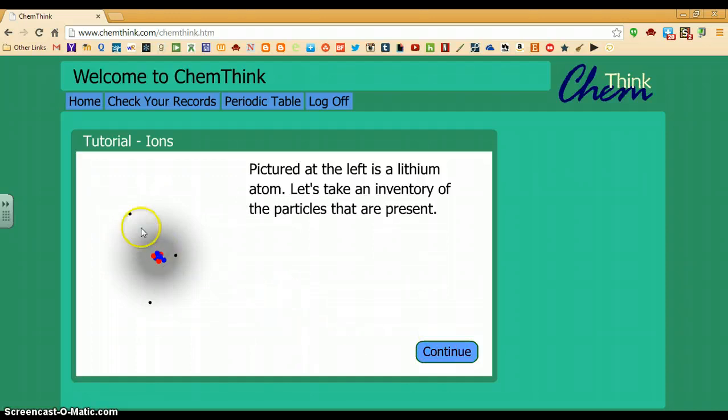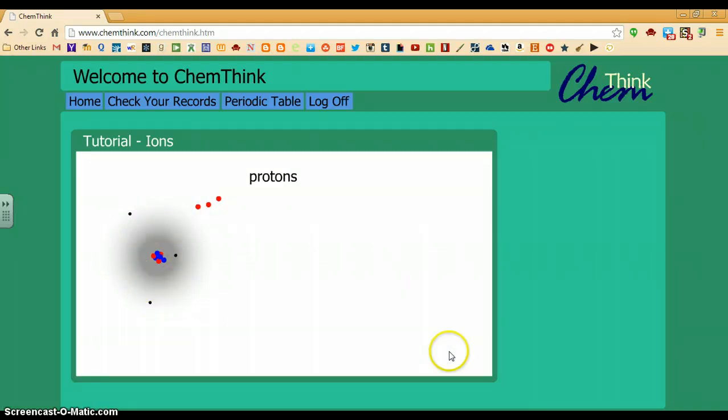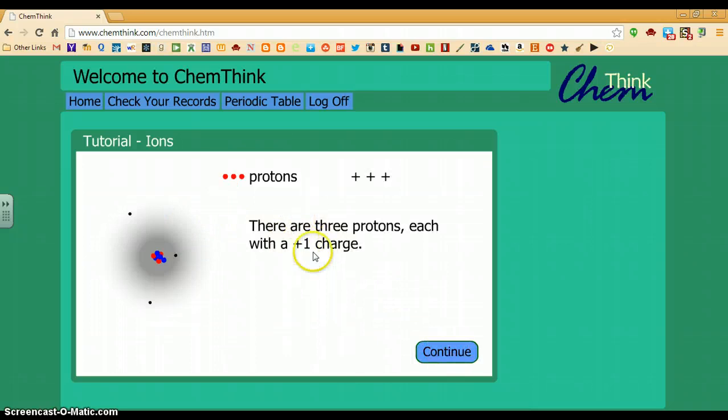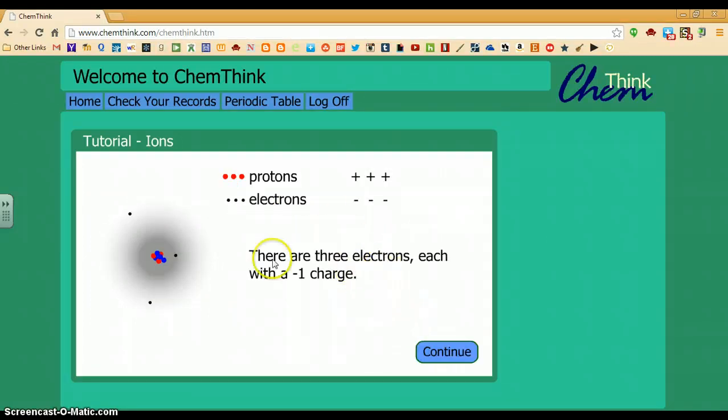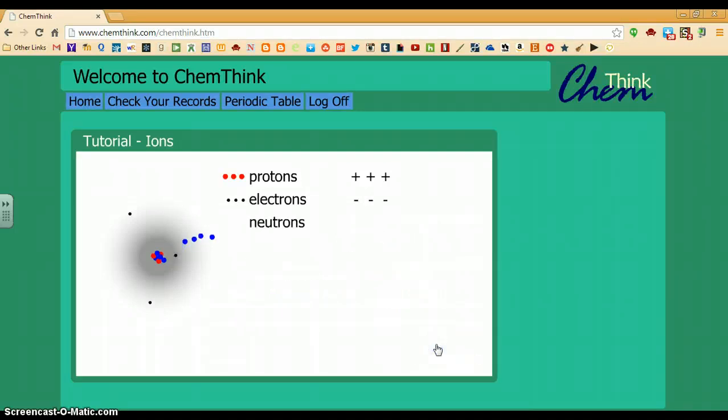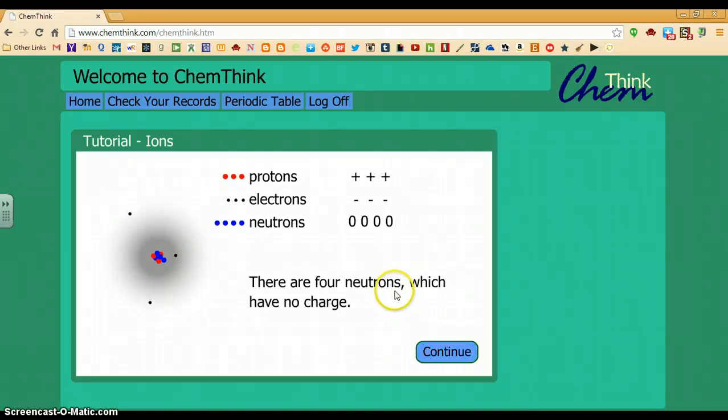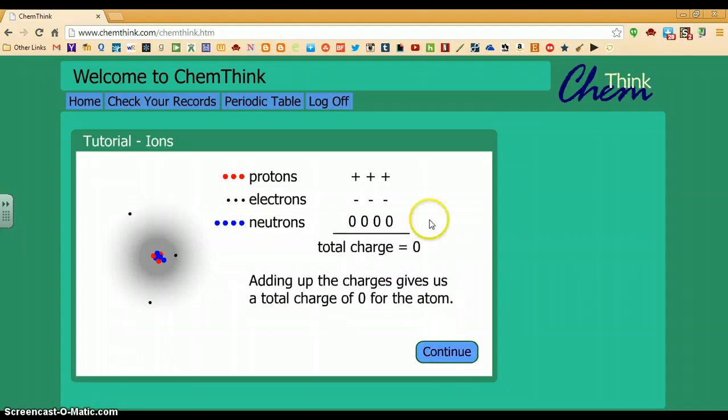Okay, so here's lithium, and it shows all the particles present. You got your protons, of course, and they have a positive charge, +1, as they always show it. Electrons, they always have a negative charge. Neutrons, like their name, they're neutral, so they have no charge. So if you look at it like this, and I really like how Chemthink does this, you have 3 protons, so a positive charge, a positive charge, and a positive charge. And then you have 3 electrons, a negative charge, a negative charge, and a negative charge. And you don't really have to write the neutrons, they don't really stand for anything.